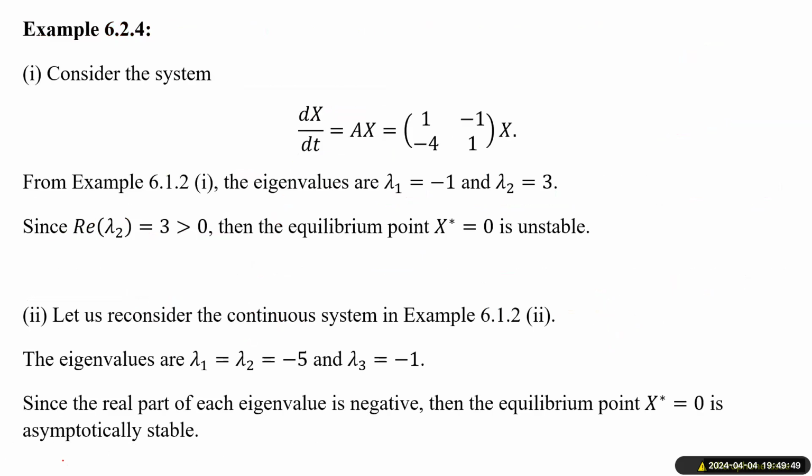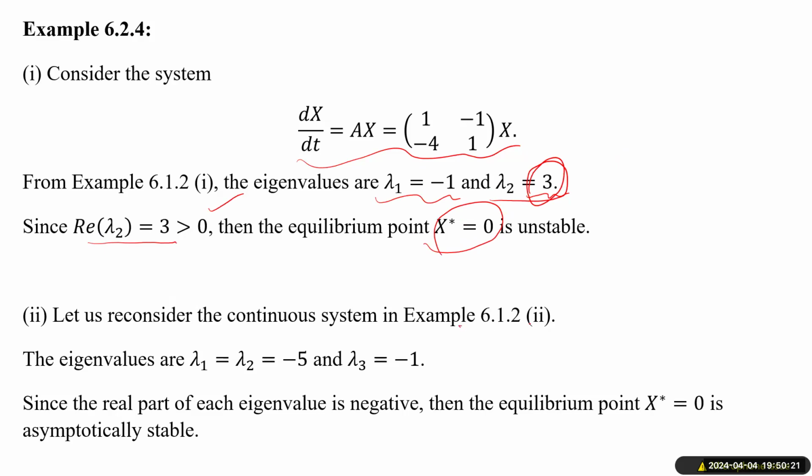So here you can see, this is what I am explaining. This is our previous example. For this one, the eigenvalues are lambda 1 equals -1 and lambda 2 equals +3. So for this one, there is an equilibrium point x star. This equilibrium point x star equals 0 is unstable because your eigenvalue lambda 2 equals 3, which is greater than 0.